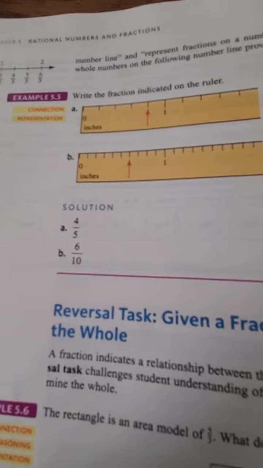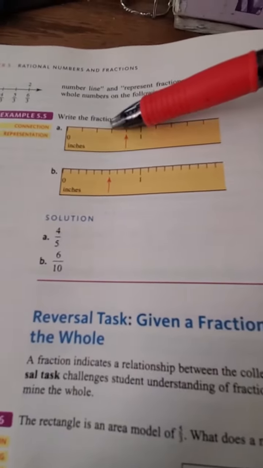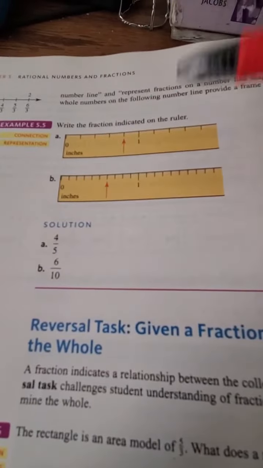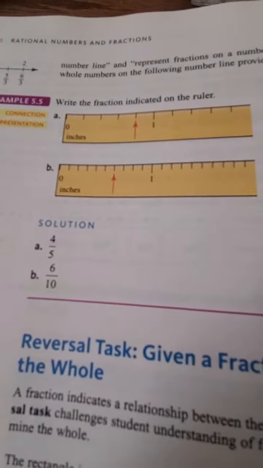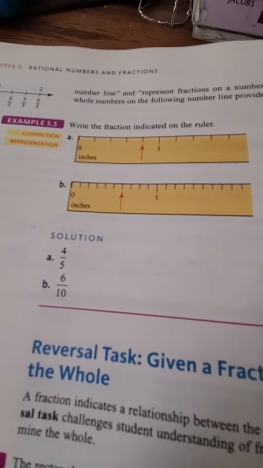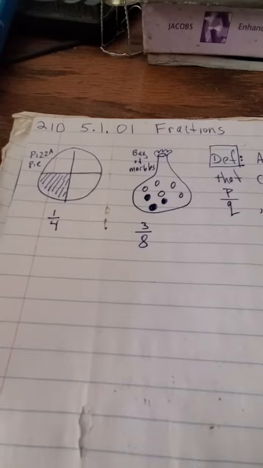Another way of perceiving it is by using a number line. We could look at the number line here. This represents 4/5, and this here represents 6/10. These are just different ways of understanding what a fraction is.